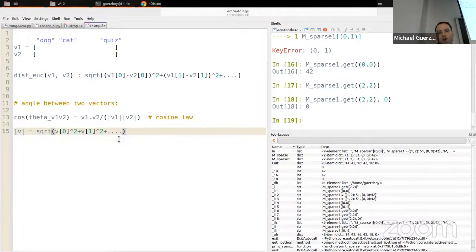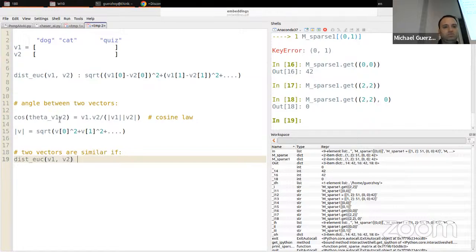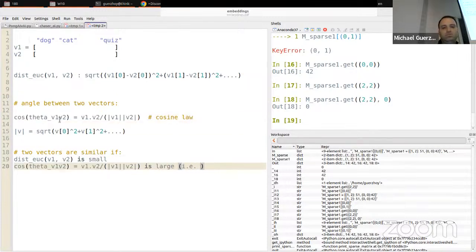Okay. So what we can say is, the vectors are very similar if the angle between them is small, meaning that the cosine is as close as possible to 1, because cosine of 0 is 1. Make sense?